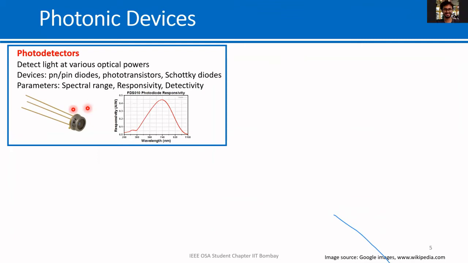And these photodetectors work on a spectral range. That is, they sense the radiation within the spectral range for which they can function. And there are other important parameters like responsivity and detectivity. Detectivity would be the minimum power that the photodetector can sense for a given radiation.